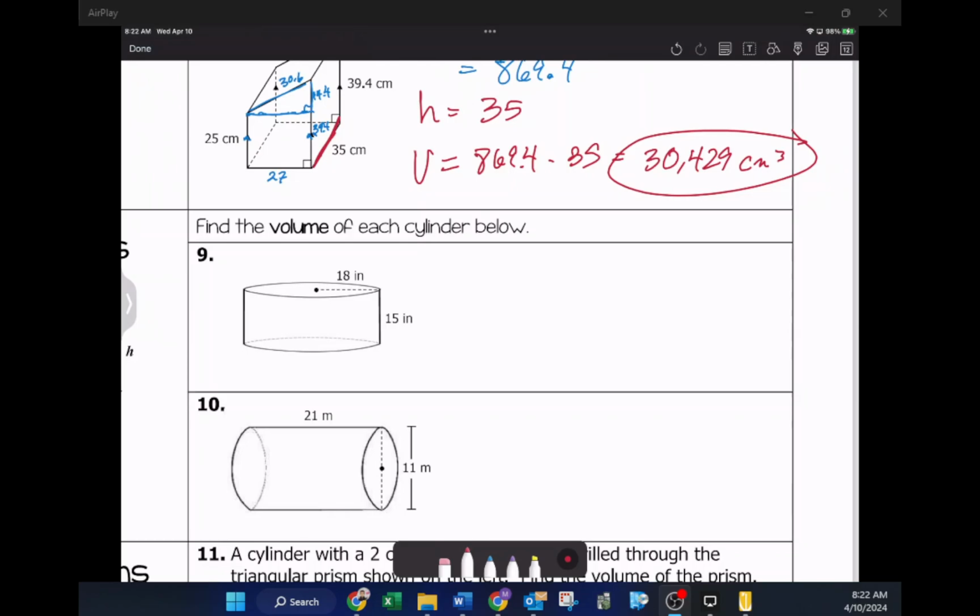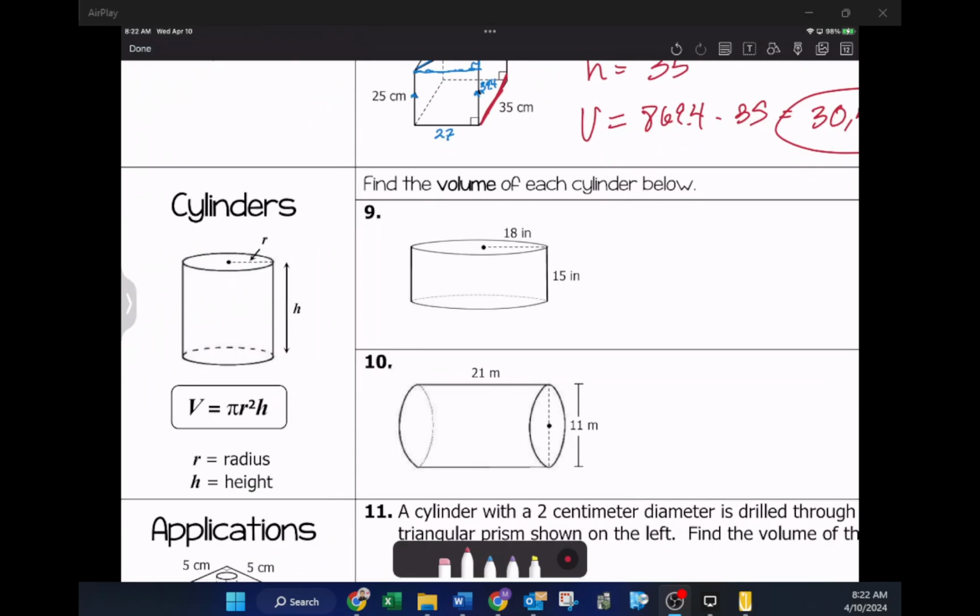That's it. So go ahead and do 9 and 10. 9 and 10 is the same concept. The area of base times the height, but what's the area of the base? What's the area of a circle? Yeah, Justin. Pi r squared. So that's how we get the formula pi r squared times height. So for this, you don't really have to find the area of the base because the area of the base is always pi r squared.